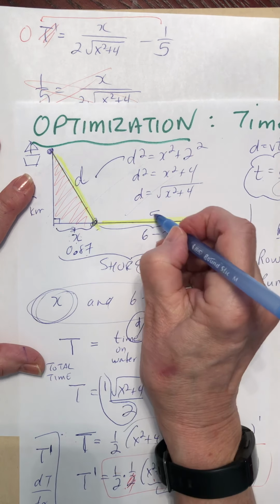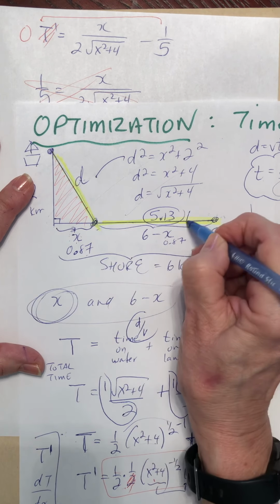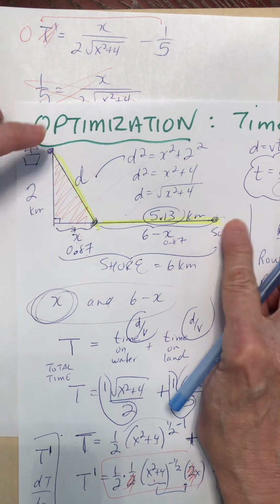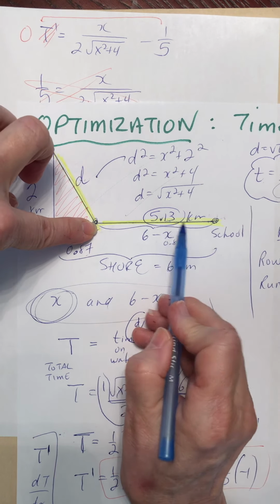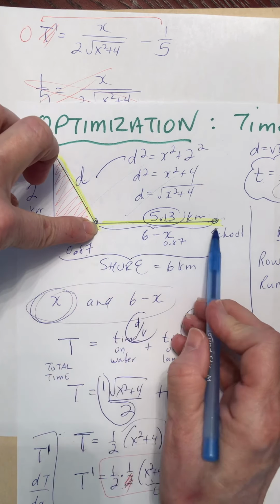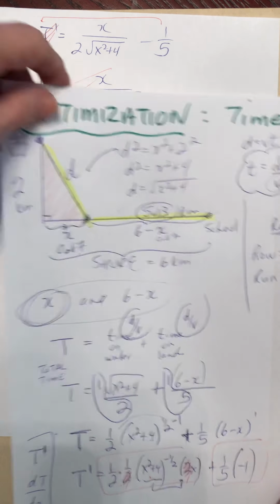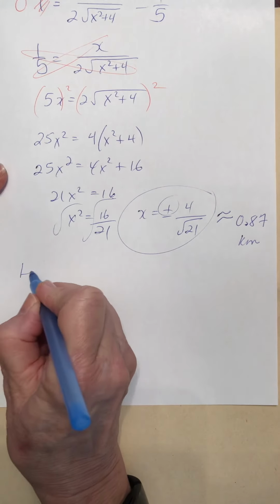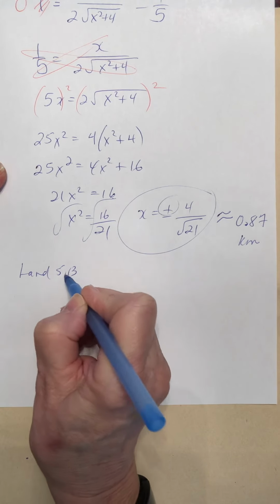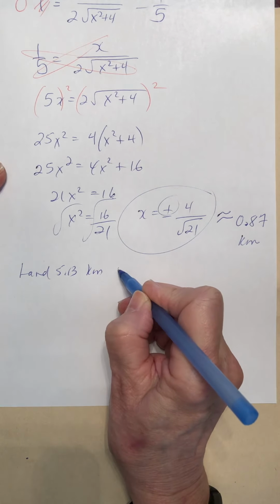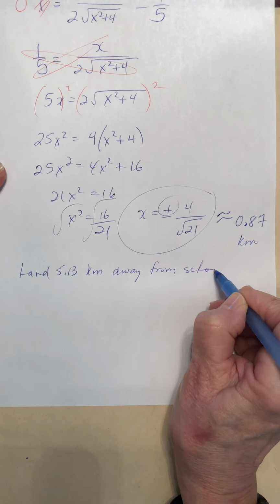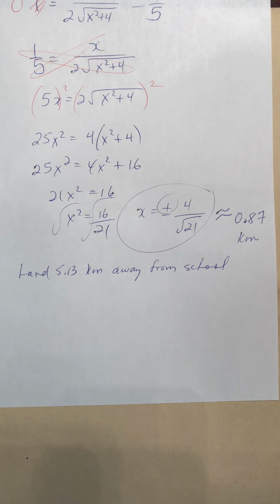So if I did that, I would get 5.13 kilometers for this distance. So maybe a better way of phrasing your answer would be, I'm going to land 5.13 kilometers from school, and then I'm going to run the rest of the way. So remember, you need to finish off a word problem with a statement. So it would be better to say that you would land 5.13 kilometers away from school. Because careful, you just can't say I'm going to land 0.87 kilometers. That doesn't actually make sense.